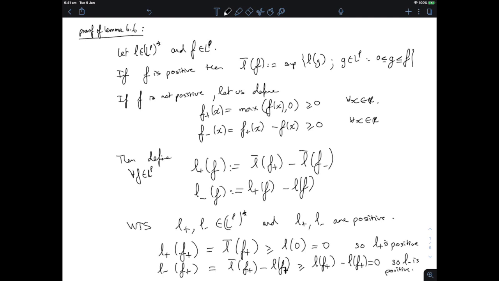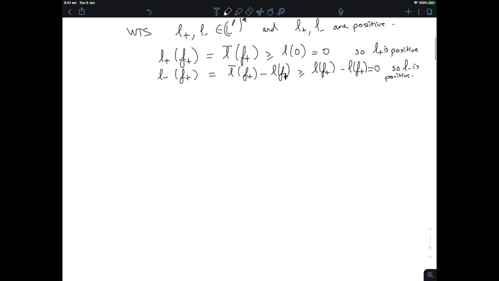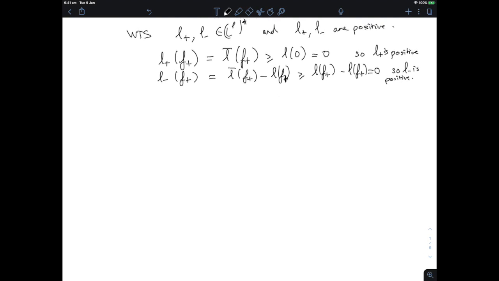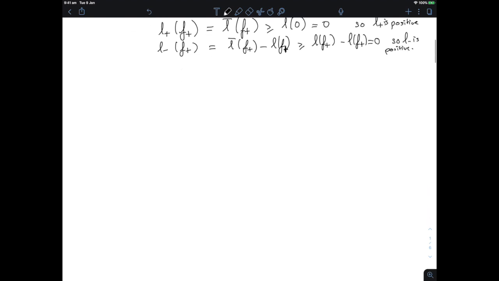Right, so I have my decomposition of L into the difference of two positive maps, L plus and L minus, maps that send positive elements of LP to non-negative reals. But what I need to show now is that L plus is continuous. So this is the next bit, continuous and an element of LP star. And then the rest will follow. So it remains to show that L plus belongs to LP star. Let's do that. Okay, let's start with the linearity.